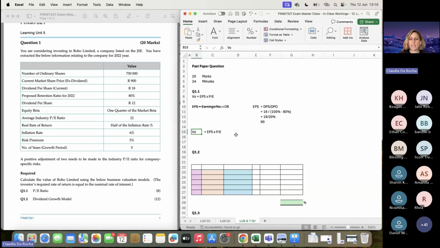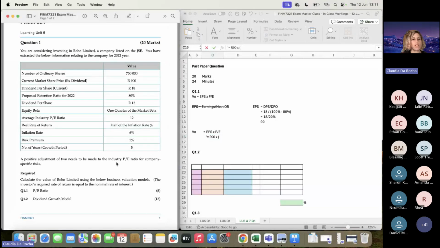Okay, so it means that now we need to calculate that. And then we need to calculate our price earnings ratio. They said to us at the bottom here that a positive adjustment of 2 needs to be made to the industry PE ratio. So we know that the industry PE ratio is 12. We've got to do a positive adjustment of 2, which means we have to increase it by 2.